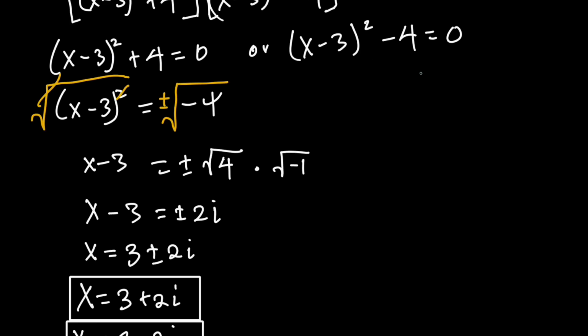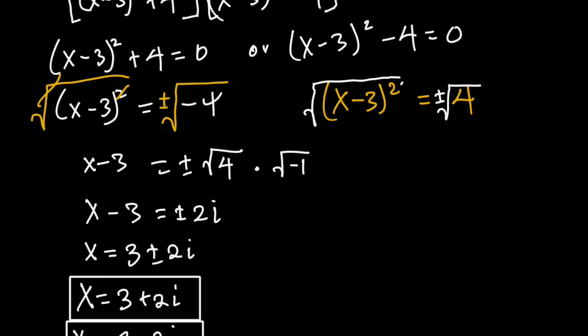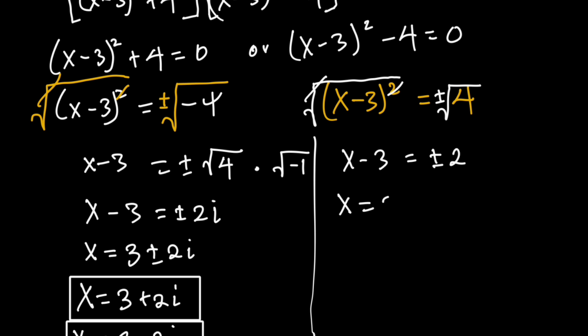Again, I'm just going to add 4 on both sides, so that I'll get (x - 3)^2 = positive 4. Then from here, we take the square root on both sides. Just as we know, the plus or minus is super important. So the square and the square root will go, and we are left with x - 3 = plus or minus 2.